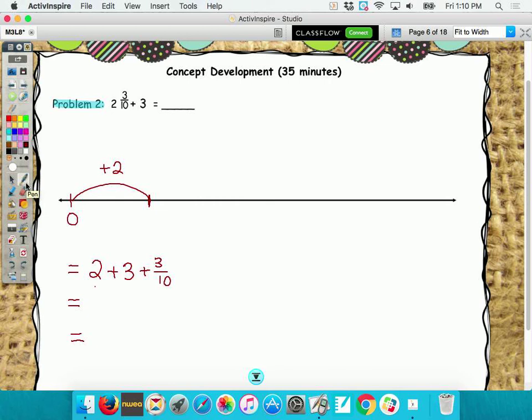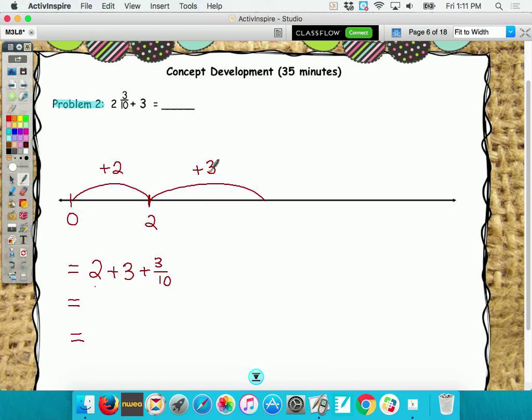Oh, by the way, what whole number does adding 2 to 0 bring me to? Okay, so you're with me? What am I adding next? 3. So I'm going to go a little further and I'm going to add 3 this time.